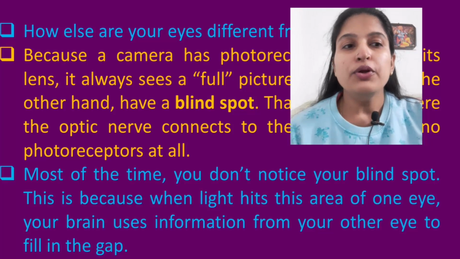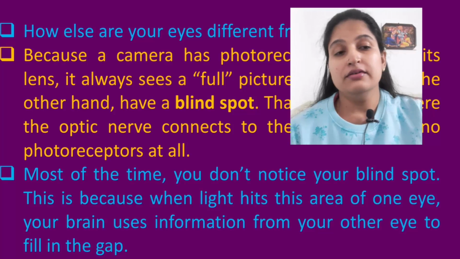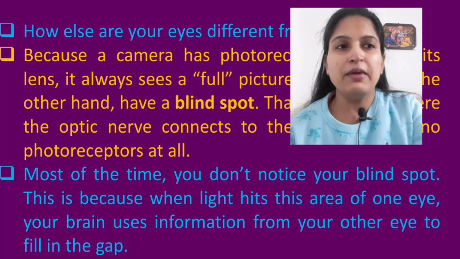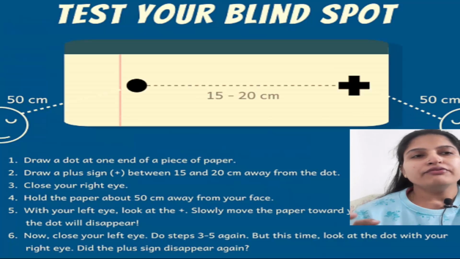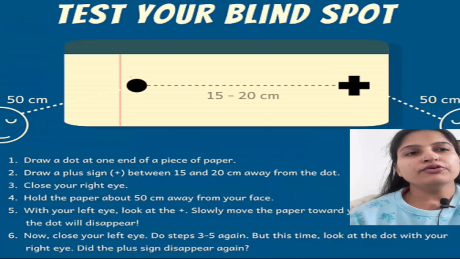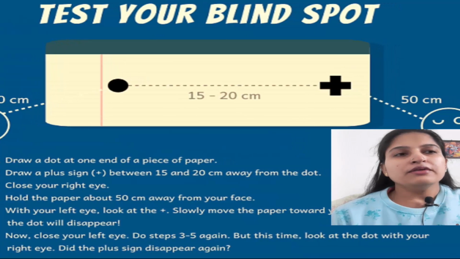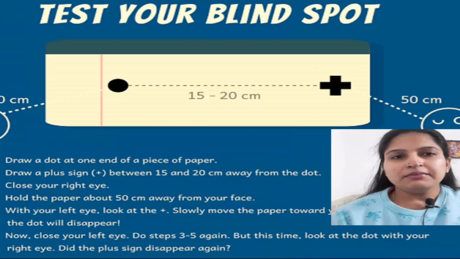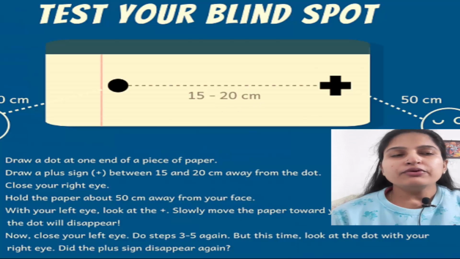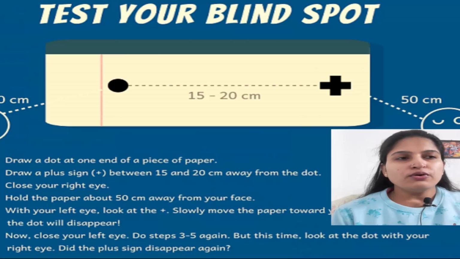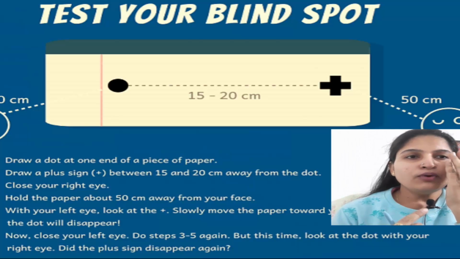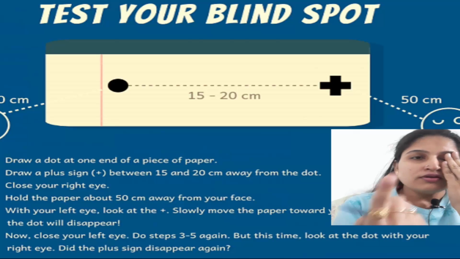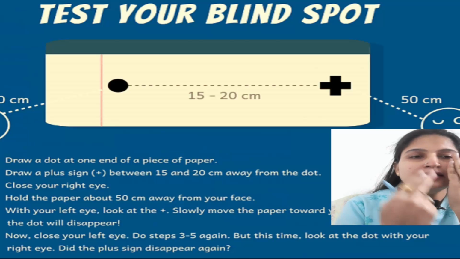But if you want to test your blind spot, you can do this with a simple experiment. This is the experiment to check your blind spot. What you have to do is take a paper and mark 2 points, a dot and a cross, both about 15 to 20 centimeters apart. Now close one eye, suppose I have closed my right eye. Then I have to look at the dot.